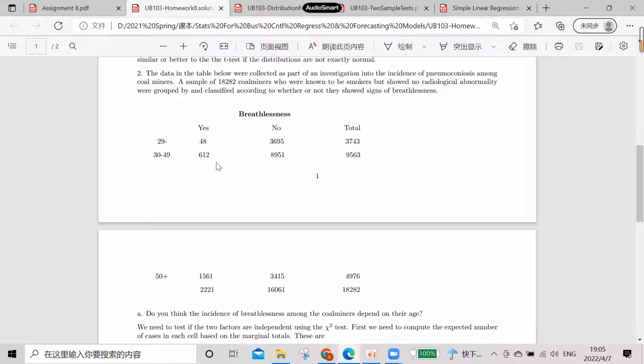So then I have to calculate my expectations. I guess a professor gave you some formulas during the class, but to understand those formulas, basically, you see the total number of yes for illness is 2,221. The total number of less than 29 years old is 3,743. And the total observation, which you can see in the bottom right, is 18,282. Right, so how do we play around with those numbers, assuming independence?